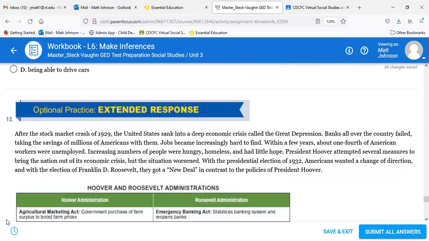All right. So just pay attention. I'm going to read through it here and see what you pick up on. Think about some of the differences or similarities between Hoover's presidency and Roosevelt's. And we're dealing with the Great Depression here.